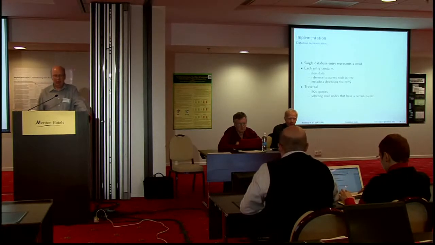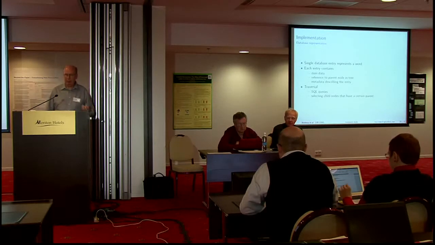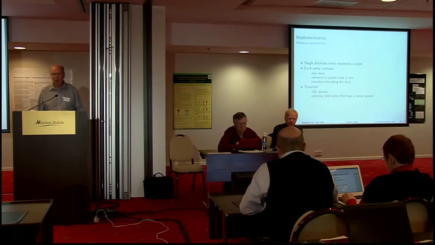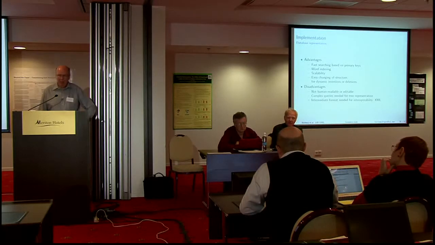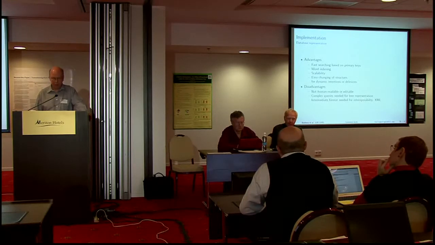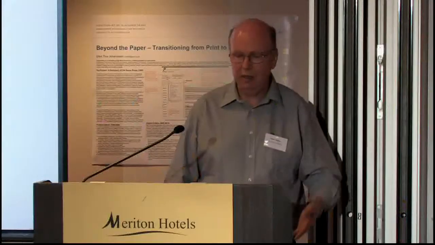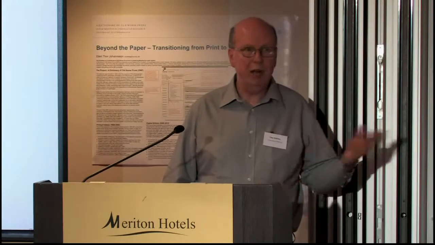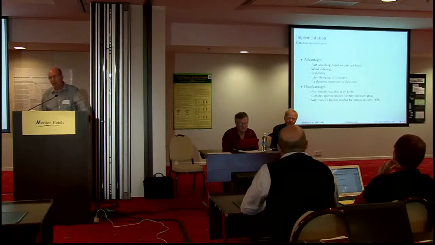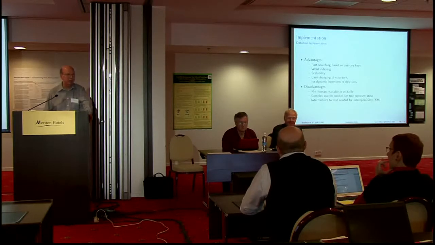So we went for the database representation. Each entry contains the item data, the references to the parent and child nodes, the metadata that's required, and we use SQL queries to traverse the whole system. The advantages for using a standard MySQL database is fast searching based on primary keys. The word indexing is standard indexing based. Scalability is very easy. It's very easy to change the structure for inserting and deleting and moving things around. The disadvantages, of course, if you look at the MySQL database, there's no way that you can understand anything that's actually in the database and how these things are linked to one another. You need complex queries for tree representations, and for interoperability, you need something in between.